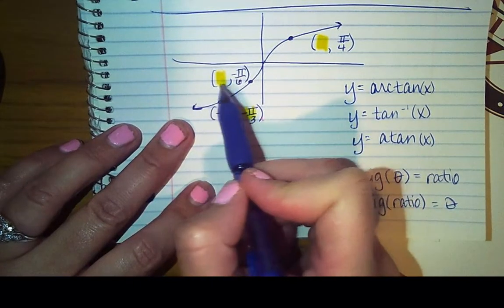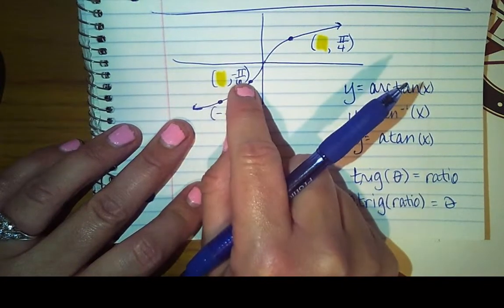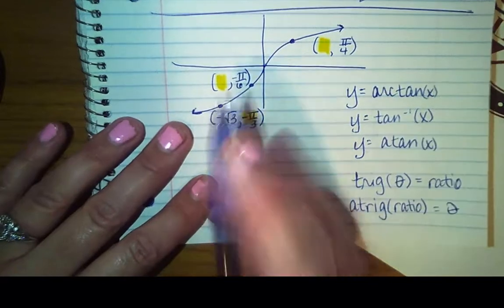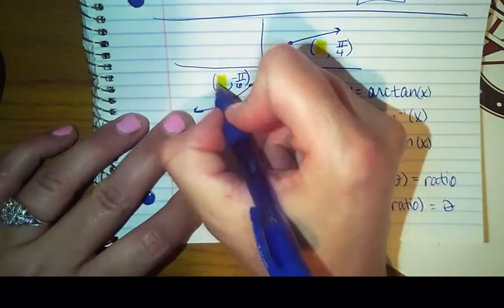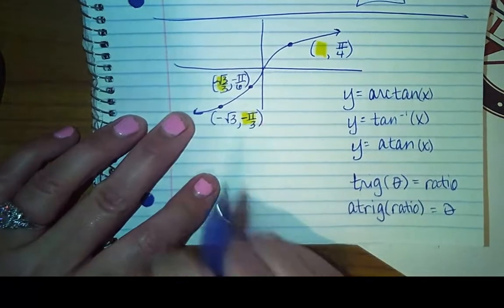This one says the arctangent of this ratio occurs at negative pi over 6. So in other words, what's the tangent of negative pi over 6? It is negative root 3 over 3. So there's a negative in front of there.